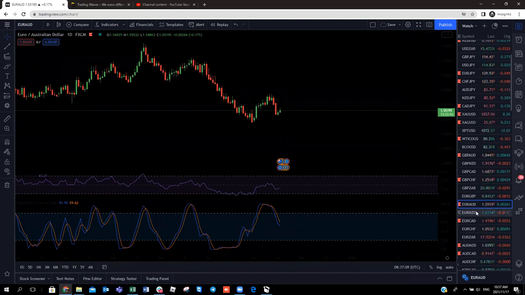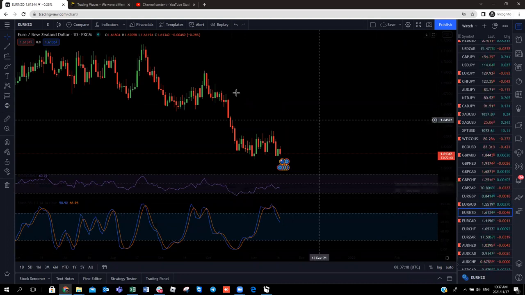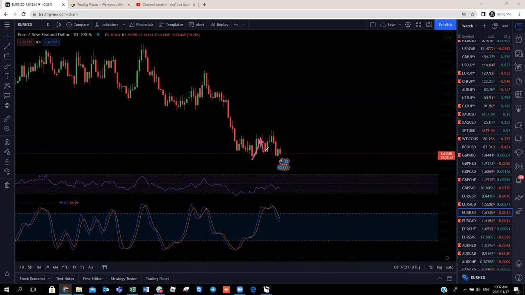Right, Euro New Zealand. Let's have a look at Euro New Zealand. Euro New Zealand is also consolidating here, 1, 2, 3. We're consolidating here again for more downside. Look at this, and this is happening on the daily. So that means a high probability of this one to drop.